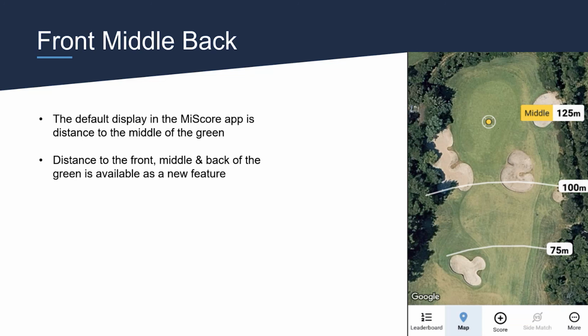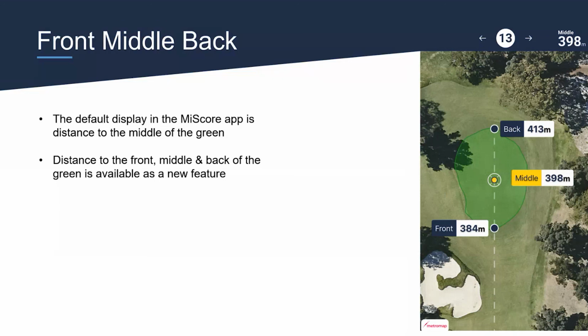So getting started on the front, middle, and back distances. Most of you will be familiar with this screen here, where the app will show the user the distance to the middle of the green for every hole that they're playing. Now we do have a new option here, which will show the user the middle, but also the front and the back distance. And the user has two options to toggle it.